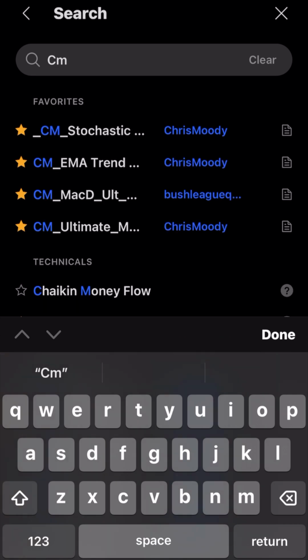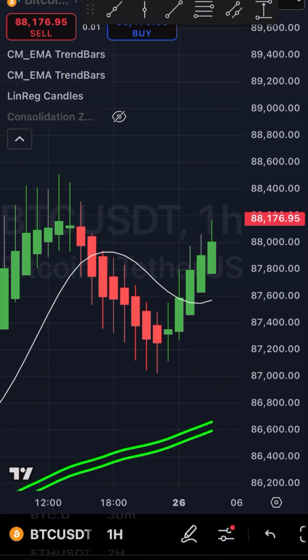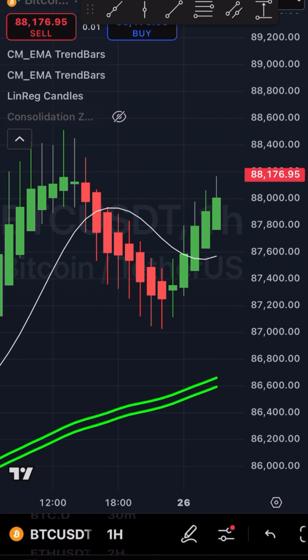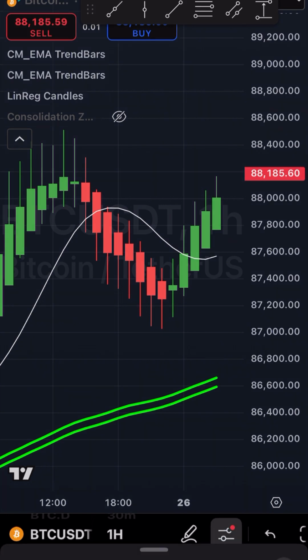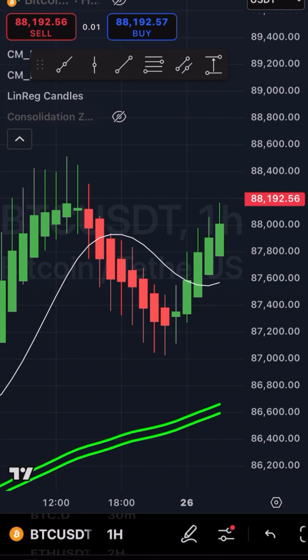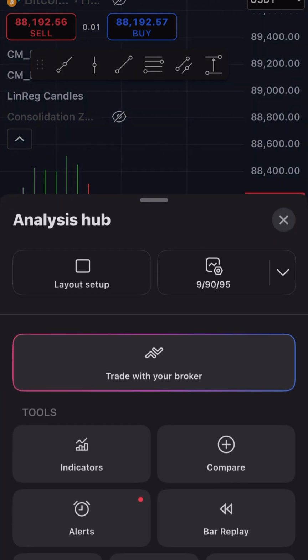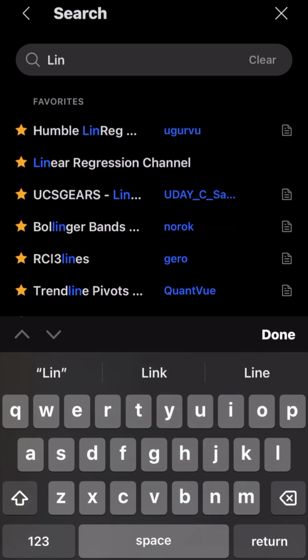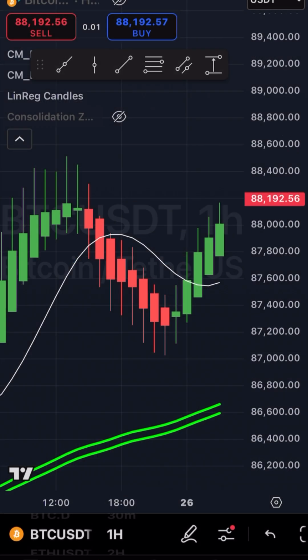CME trend bars. You're going to click that twice, and on each one of them, you're going to put 90 and 95, and it'll show up down here at the bottom. The next one you need is your linear regression candle. So you're going to hide your regular candles, and then you're going to go to linear regression candles. They're right here, so you just look for them.